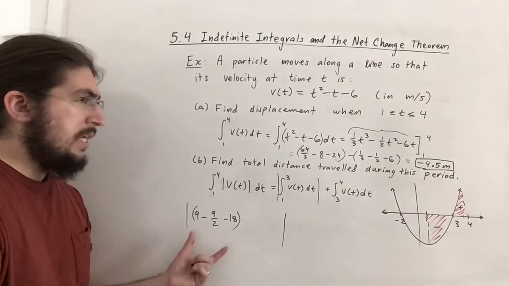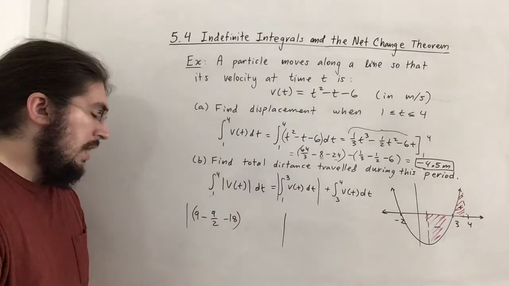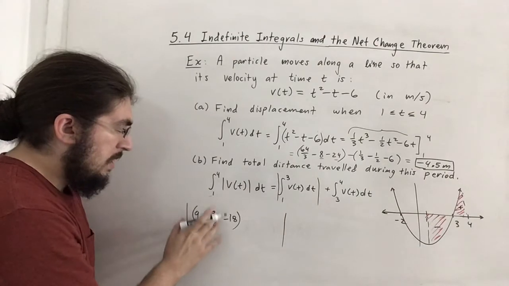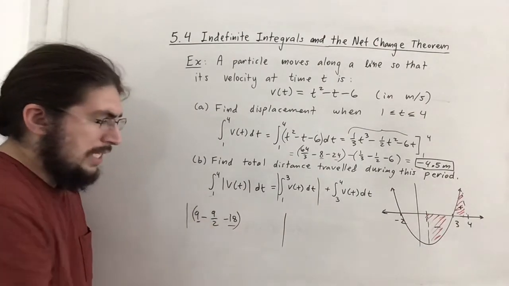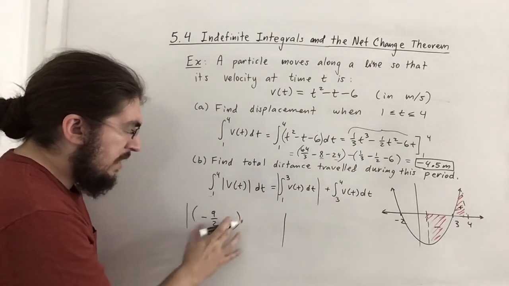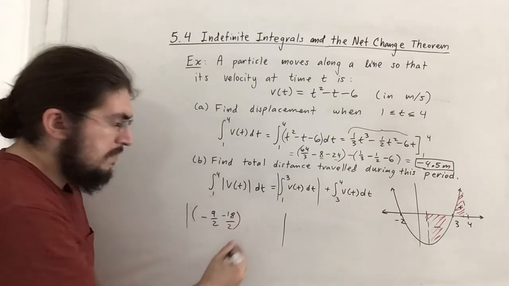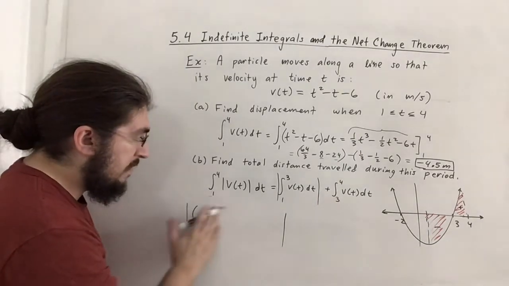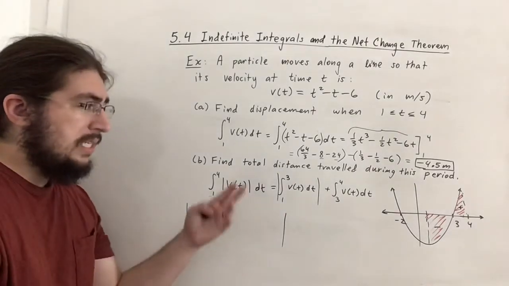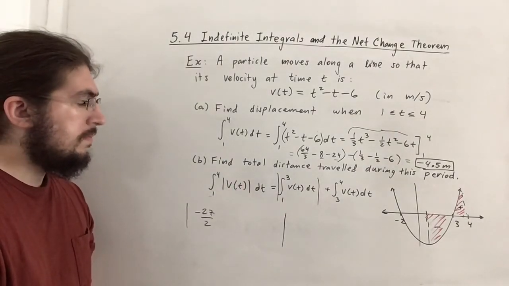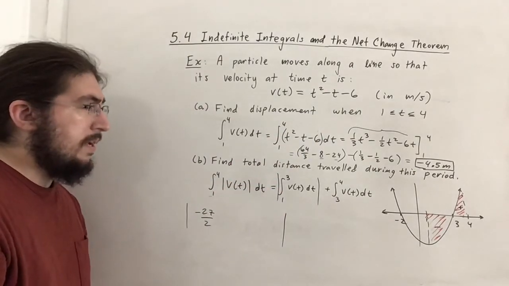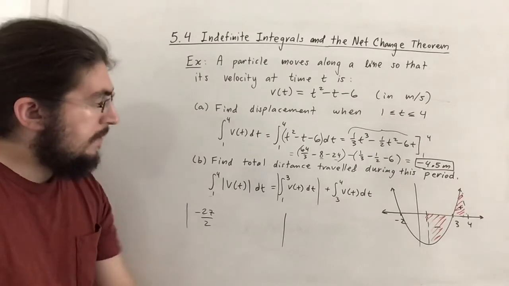In fact, it wouldn't hurt to evaluate this on its own. Notice that 9 minus 9 halves is just 9 halves itself. Or actually, maybe it's better we just do 9 minus 18. 9 minus 18 is negative 9. But negative 9 is the same as negative 18 over 2. So these combine as negative 27 over 2. So negative 27 over 2 is the integral of the velocity evaluated at 3. So the distance basically evaluated at 3.